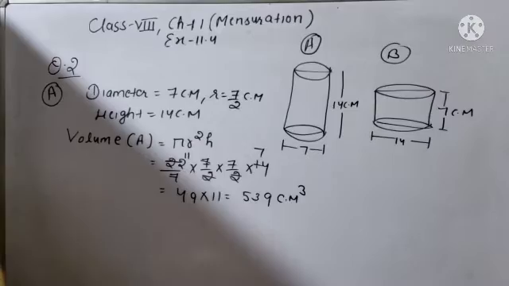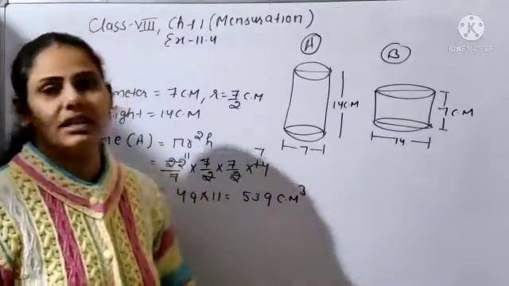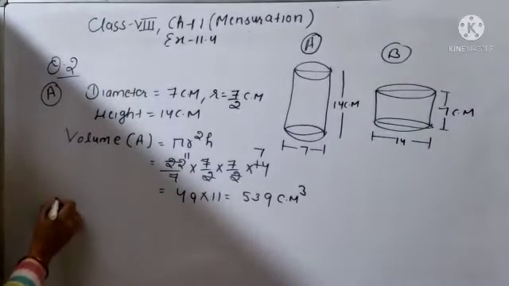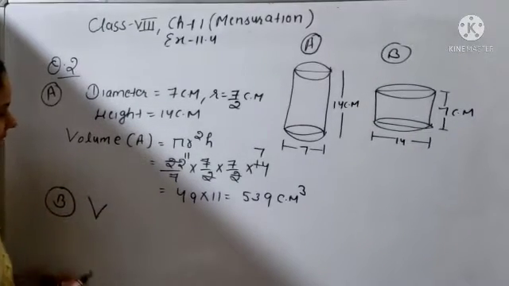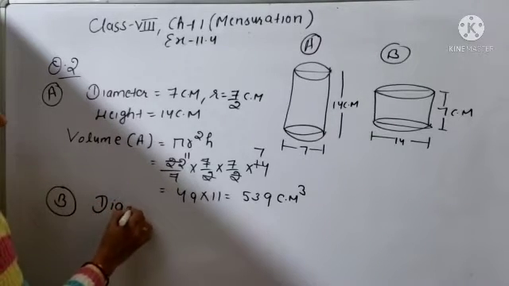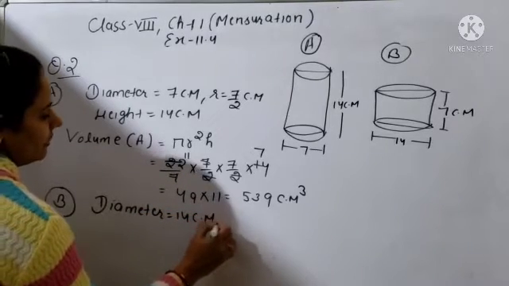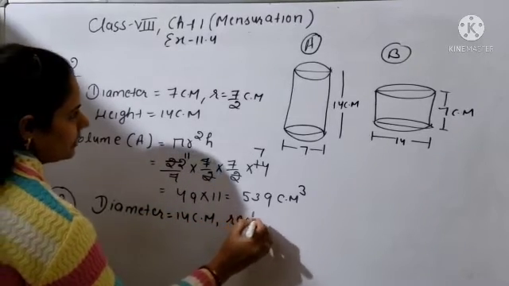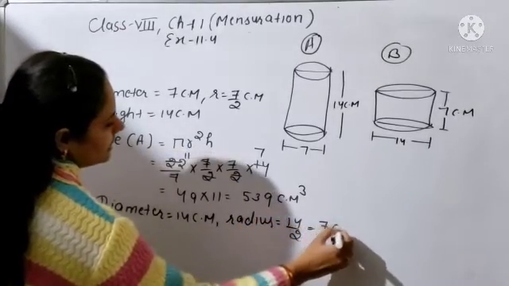Now the next cylinder is given. This is cylinder B, whose diameter is 14 and whose height is 7 centimeter. Now you will find out the volume. First you can write the diameter. The diameter of cylinder B is equal to 14 centimeter. So what will be the radius? The radius will be 14 by 2, which is equal to 7 centimeter.